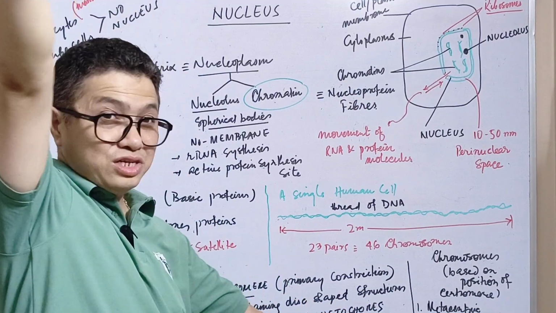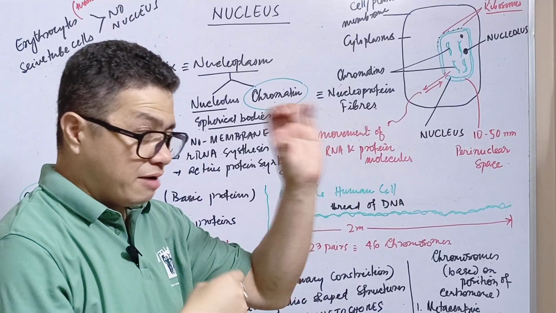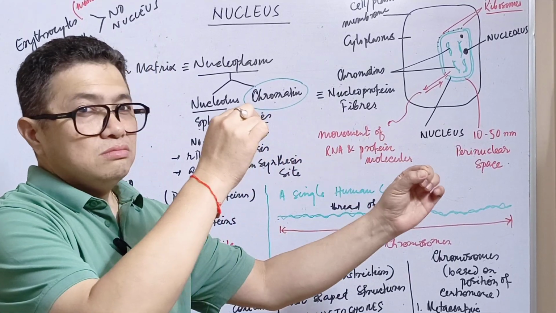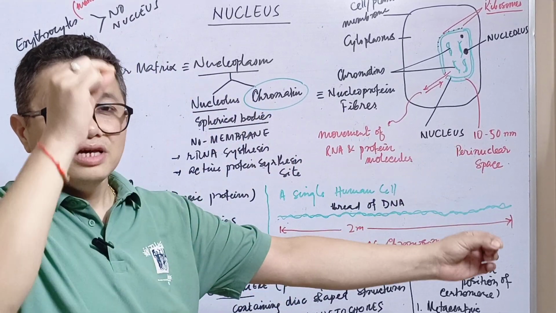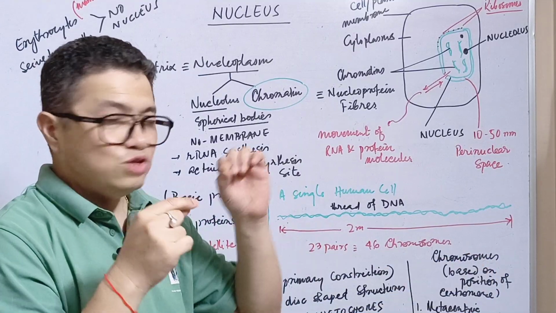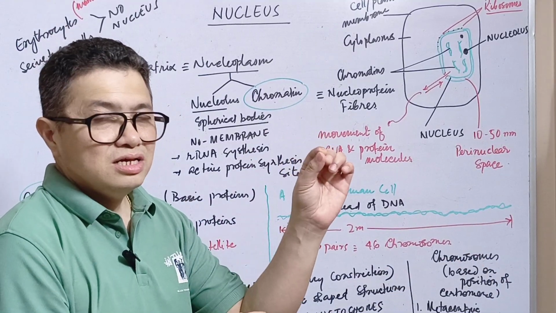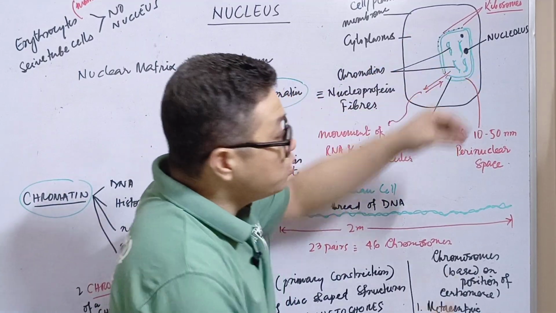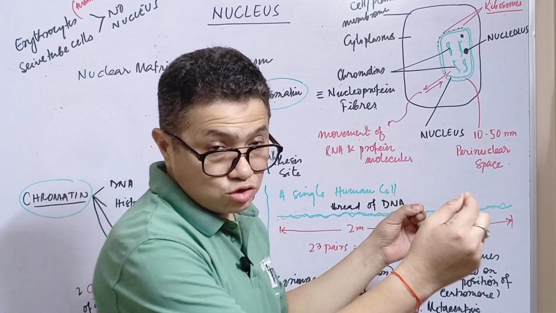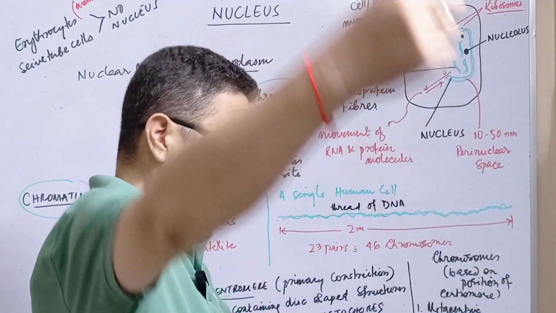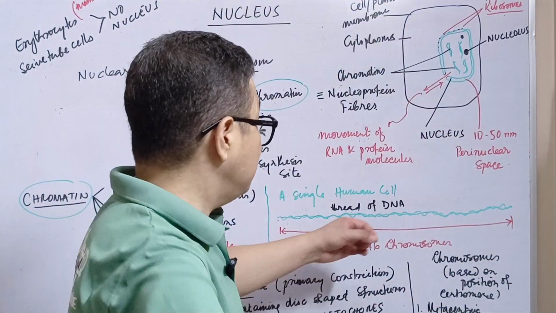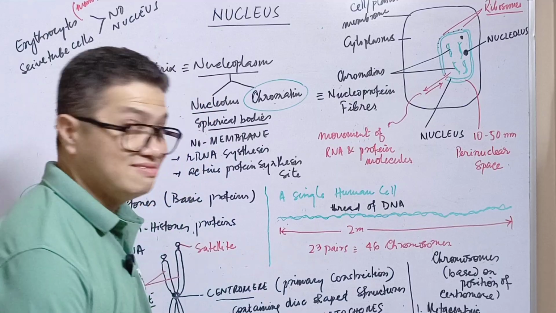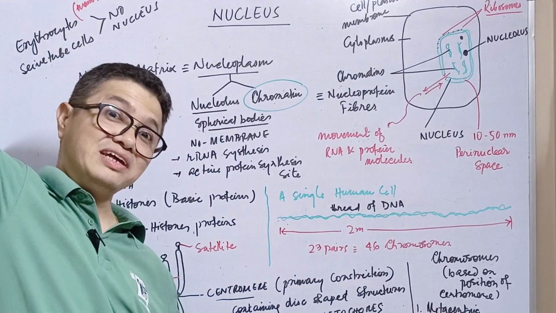DNA thread is there. हर एक cell में, every cell has it. If you join all the chromosomes in it, in every human cell, you go inside the nucleus, you take out all the chromosomes, there will be 46 chromosomes joined together, and you'll find a DNA, and that DNA will be 2 meters long. Every cell has 2 meters long DNA.